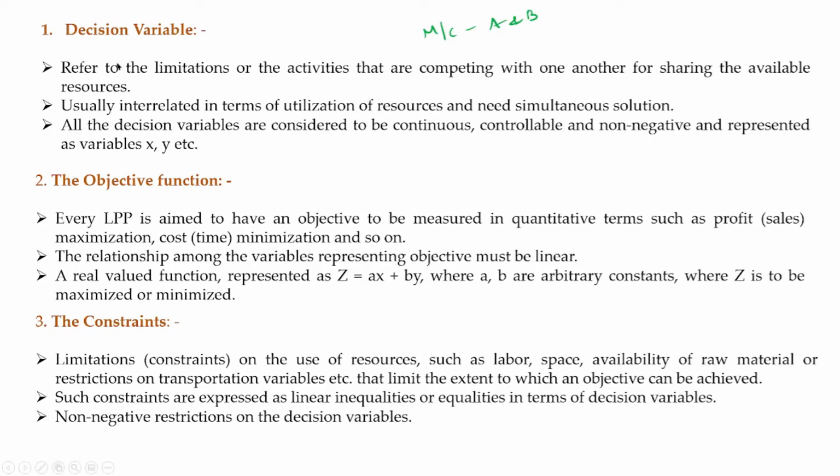So we have the decision variables. First we have to decide what the decision variables are, and then we have to see what the objective or the aim of the linear programming problem is. Then we have to write the objective function, and then we have to see what the various limitations or constraints or conditions are that are given on the use of resources, and then we have to write the constraints.